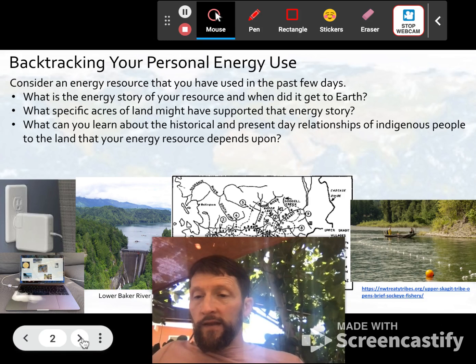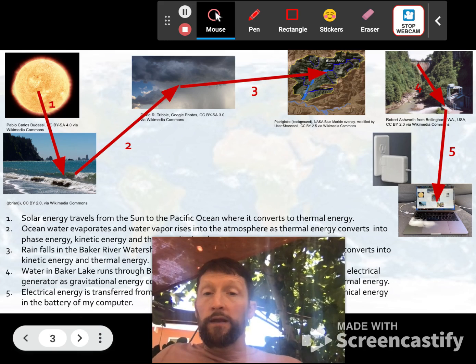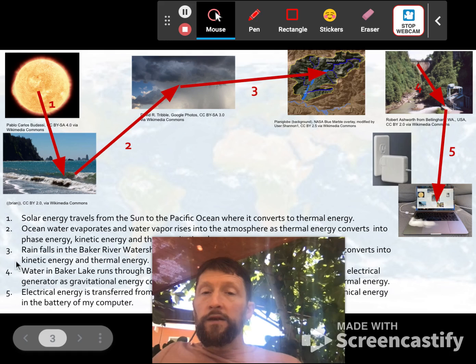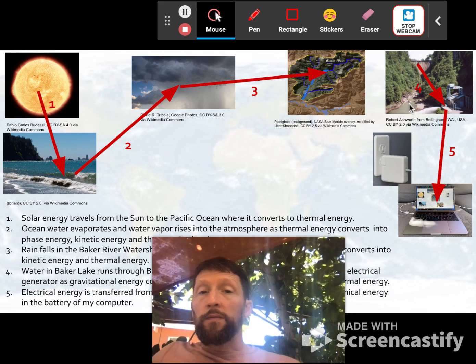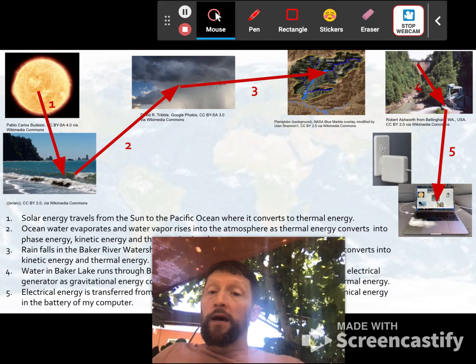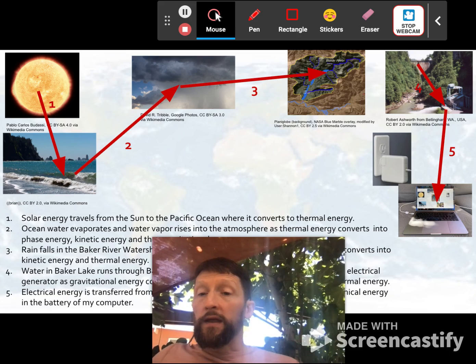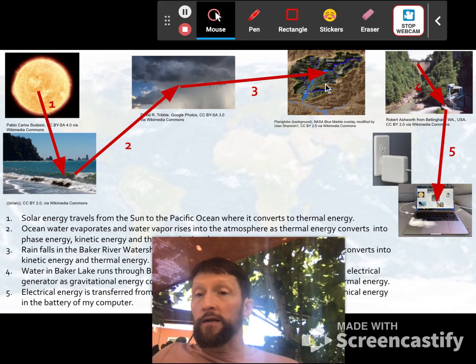So let me just give you an example of what this could look like. Right now I'm using energy to power this computer, and one possible place that energy could have come from is a hydroelectric facility, which is at the Baker Lake Dam. And the gravitational energy in the water behind that dam comes from the rain that was collected in the Baker Lake watershed, which is shown here.